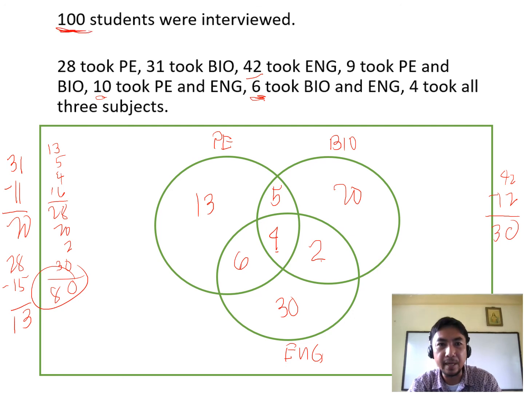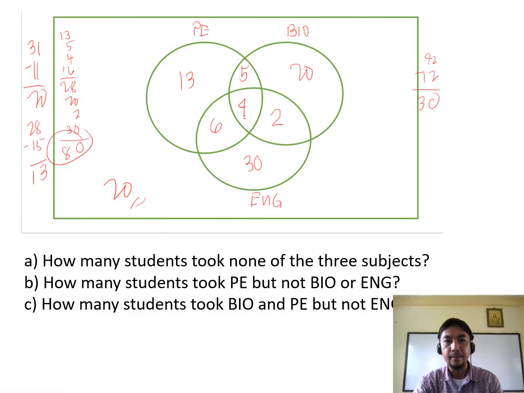But we have 100 students, di ba? So, in other words, meron tayong extrang 20. So, ilalagay natin yung extrang 20 students dito sa labas. That means, ito po yung students na hindi kumuha ng PE, Biology, and English. Alright, so therefore, we are ready to answer the question. How many students took none of the 3 subjects? So definitely, the answer here is the number outside the sets. So that would be 20.